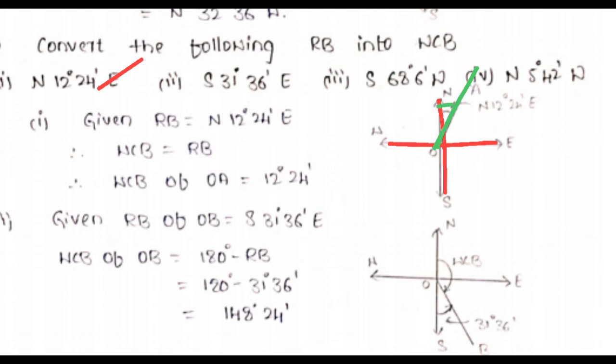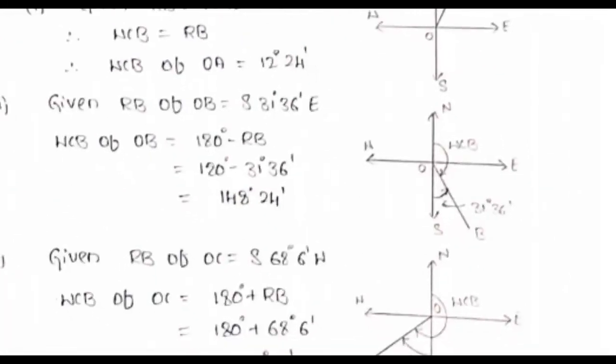From the conversion table we already said that in the first quadrant WCB will always be equal to RB, whole circle bearing is always equal to reduced bearing. That's why its bearing won't change. Therefore given reduced bearing, from conversion table WCB equals RB, therefore WCB of OA equals 12 degrees 24 minutes. So in the first quadrant the bearing won't be changed, just the conversion will be changed.